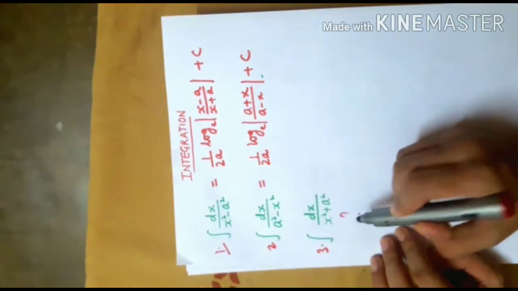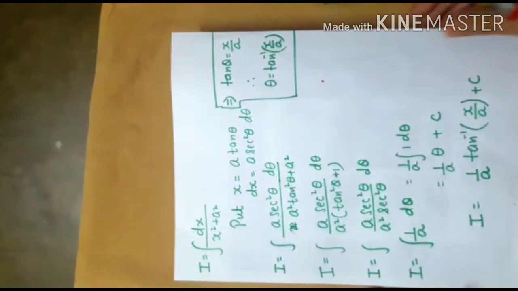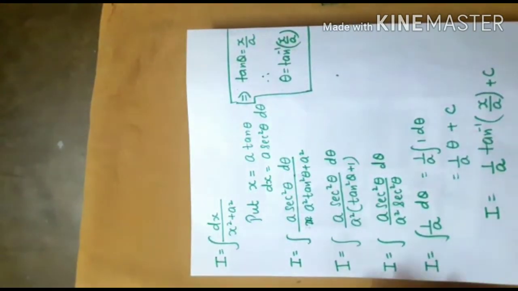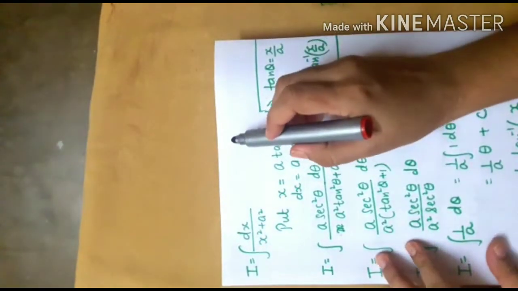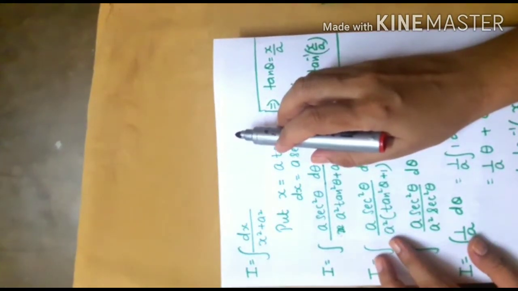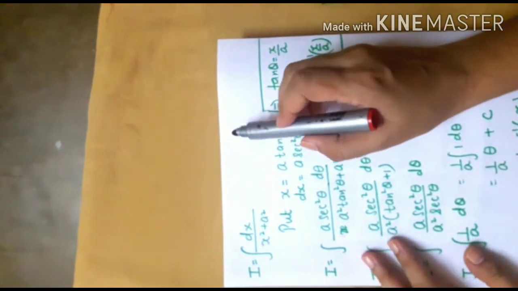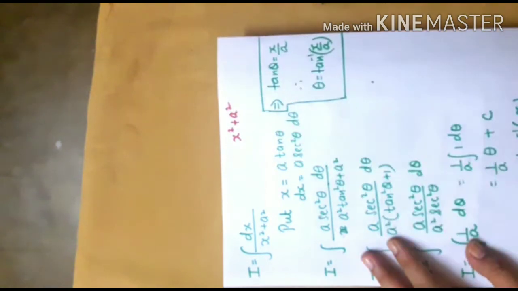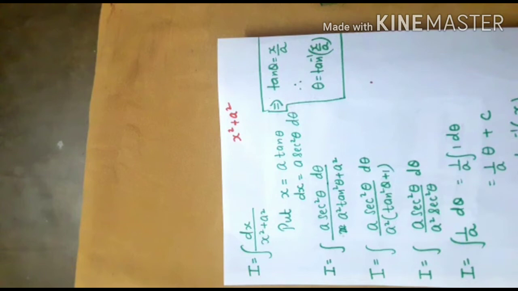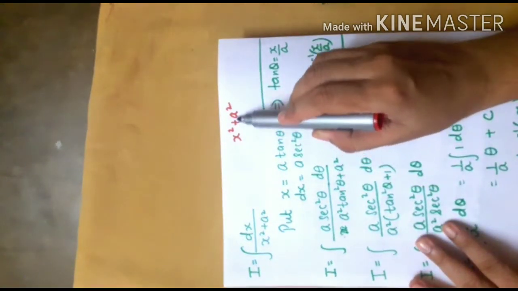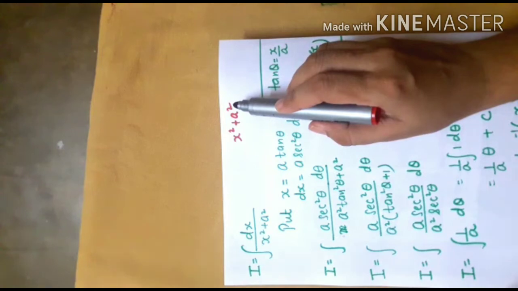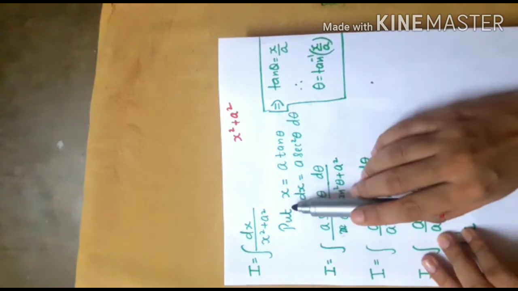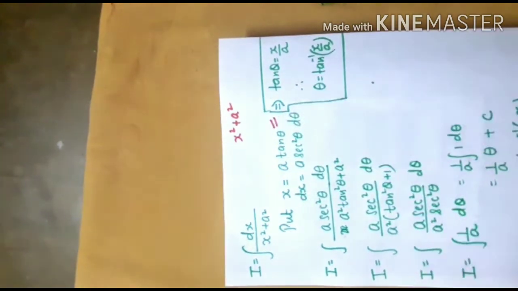Now we will see the integral of this. Now let's take the integral dx over x square plus a square. If you are able to recall, in inverse trigonometric functions, we studied that if the expression contains x square plus a square, then in order to simplify, we substitute x equals a tan theta or x equals a cot theta. So here the expression is of this form. So I'll put x equal to a tan theta.